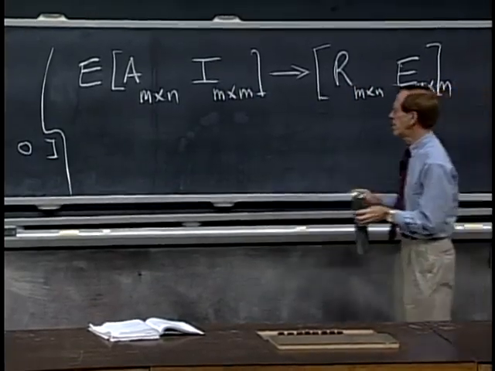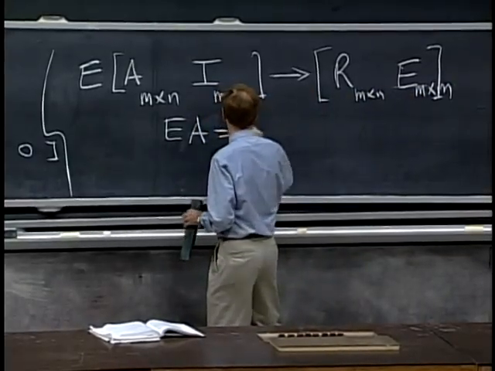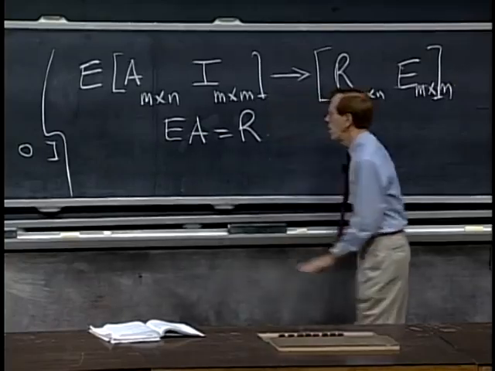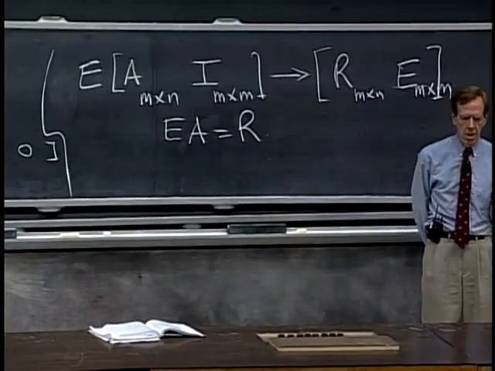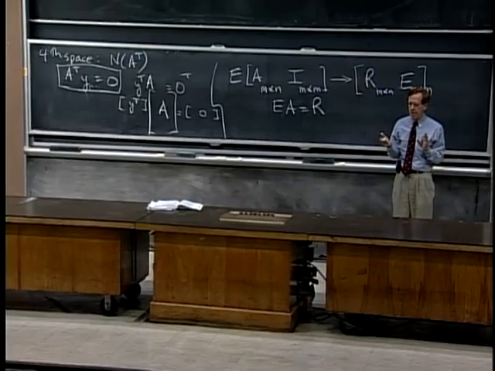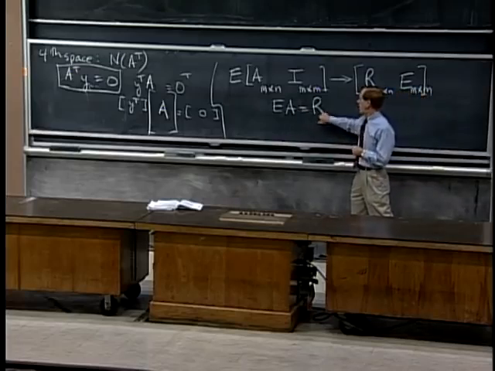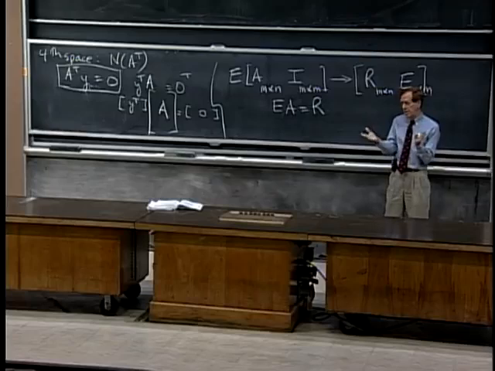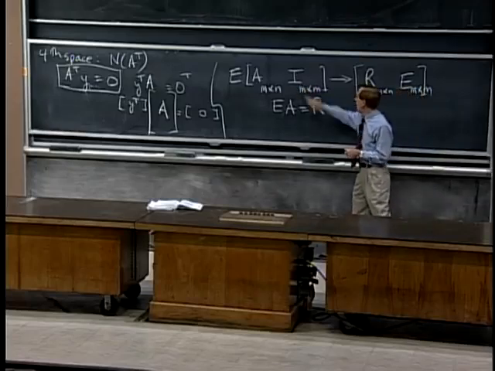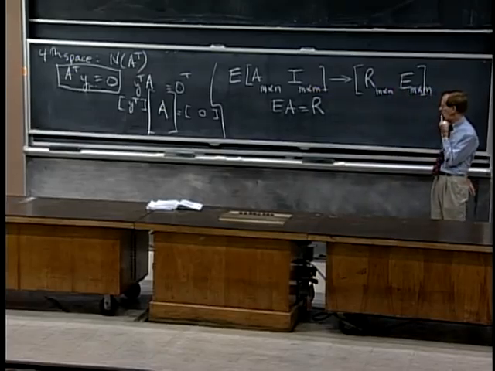So now look at the first part. EA is R. No big deal. All I've said is that the row reduction steps that we all know well, taking A to R, are in some matrix, and I can find out what that matrix is by just tacking I on and seeing what comes out. What comes out is E.